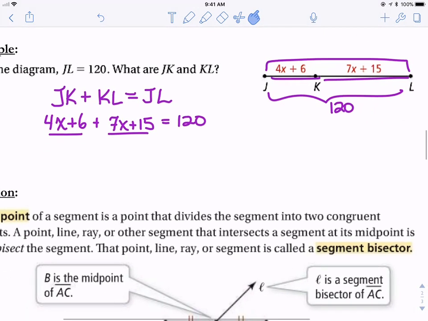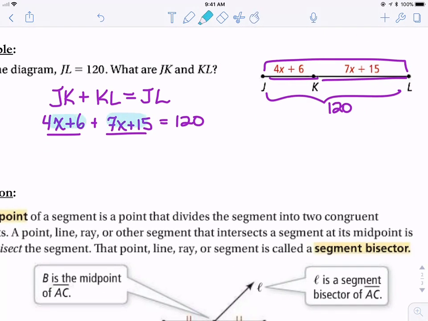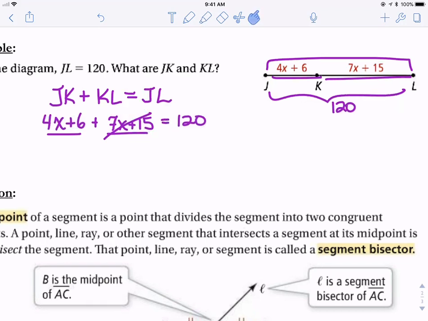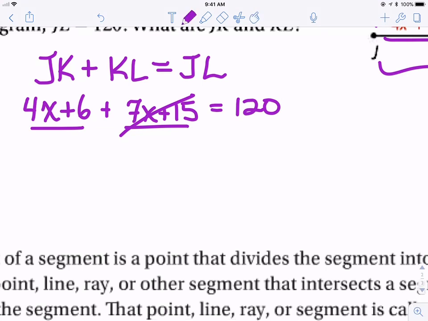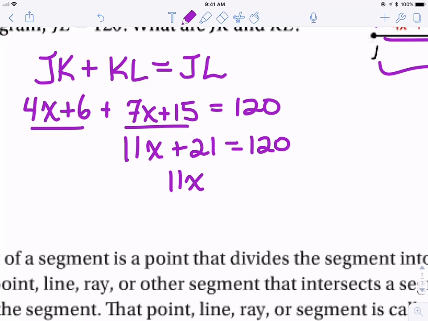Now notice that you wouldn't necessarily have to have the two expressions on the left side. Suppose I had given you a number there. It's possible to have those two be expressions and then this one be a number instead. It just depends on what's given in the diagram. It's always the two small ones add up to the big one. So we have 11x plus 21 is equal to 120, which means 11x is equal to 99 and x equals 9.